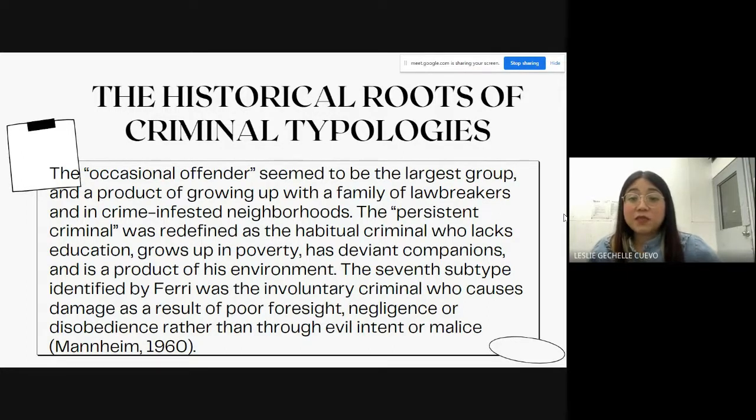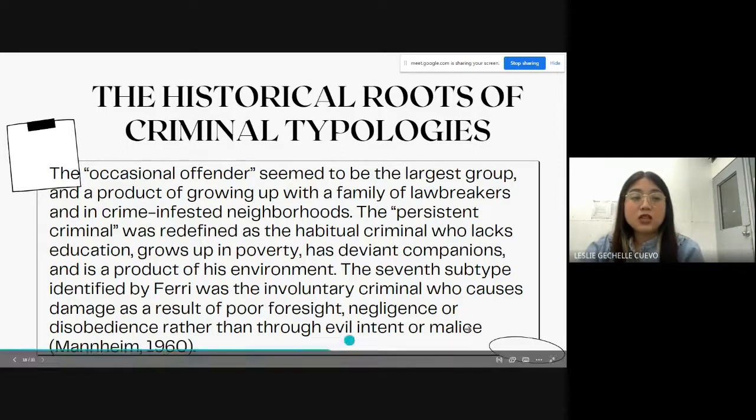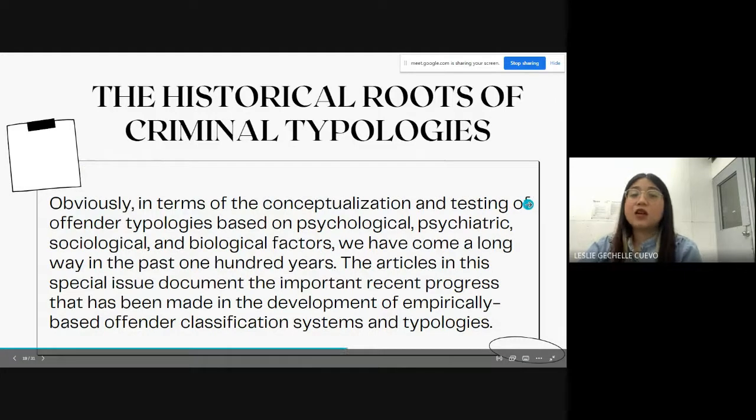And then the seventh subtype identified by Ferri was the involuntary criminal who causes damage as a result of poor foresight, negligence, or disobedience rather than through evil intent or malice. Ito yung mga hindi naman talaga pinlano gumawa ng krimen. Yun na nga, yung mga negligent, mga nakasagasa, aksidente. Sabi nga, walang evil intent or walang malice.